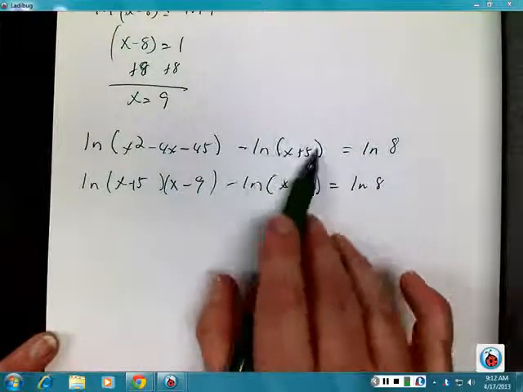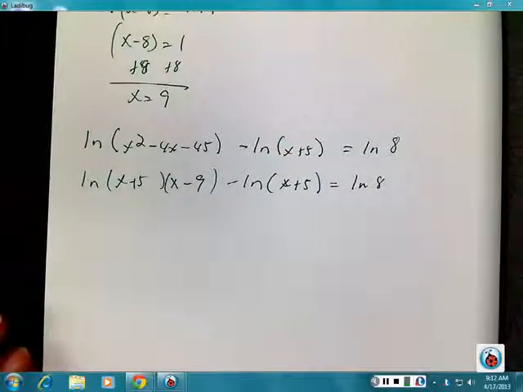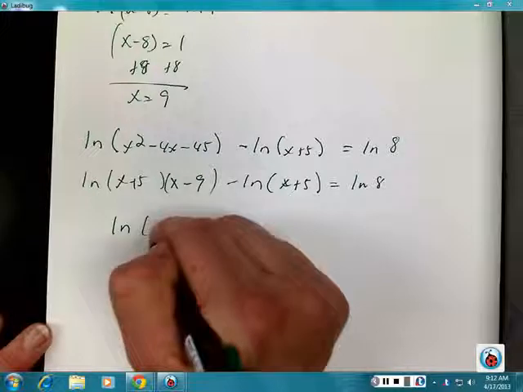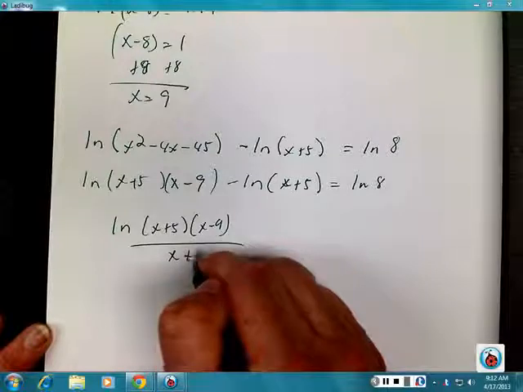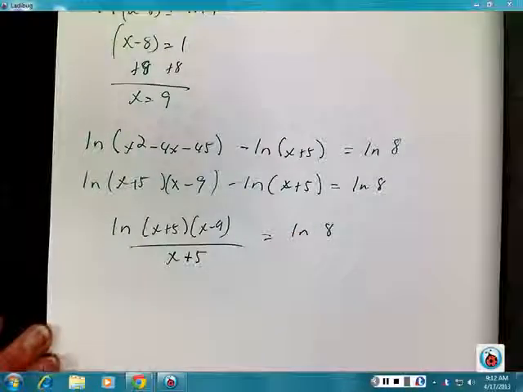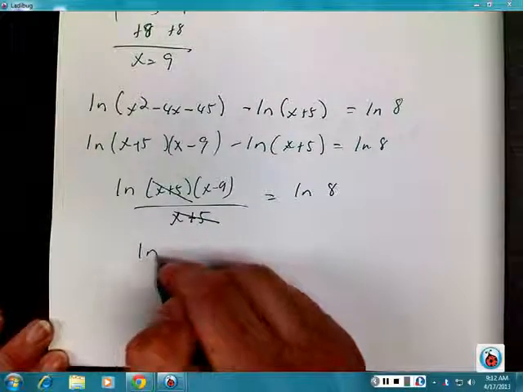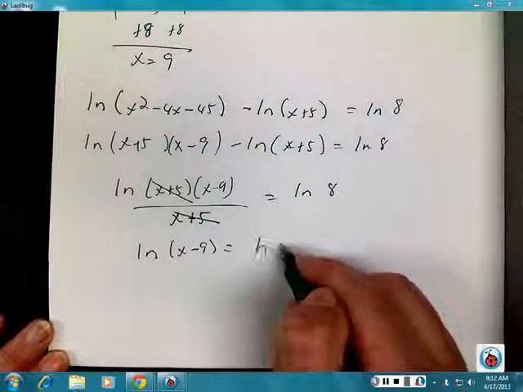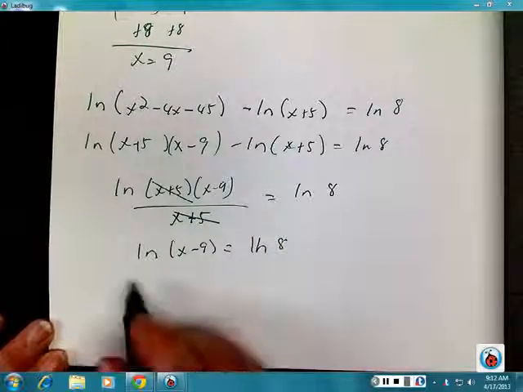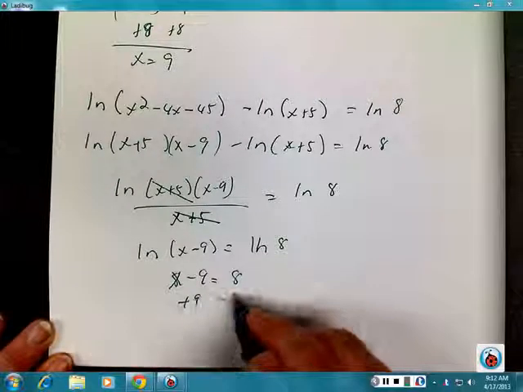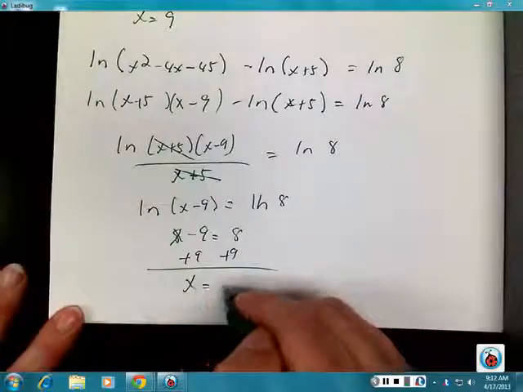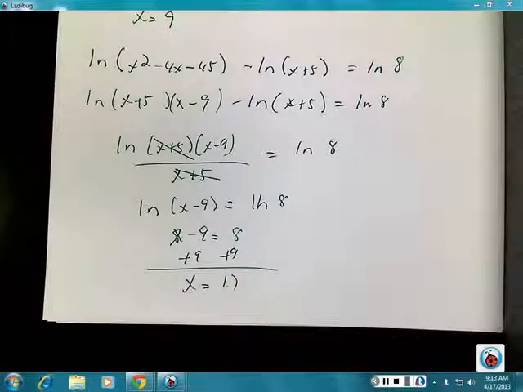And always what they give you right here is usually one of their factors over here, so be aware of that. So then if I reverse it, and the x plus 5's cancel. And then I find out that x minus 9 is equal to 8. Add 9. And I find out that x is really equal to 17 when I'm all done with it. So again, it's that combination of plugging some stuff together and coming back with those.